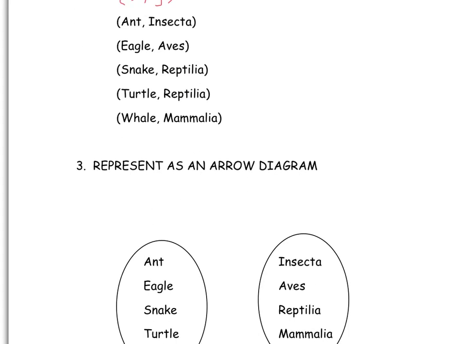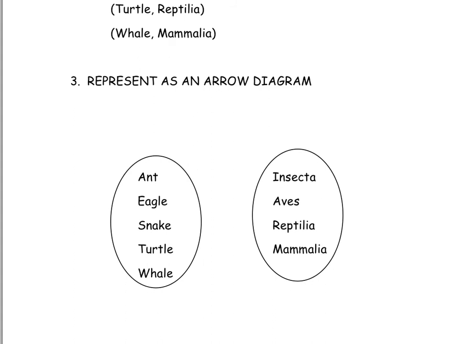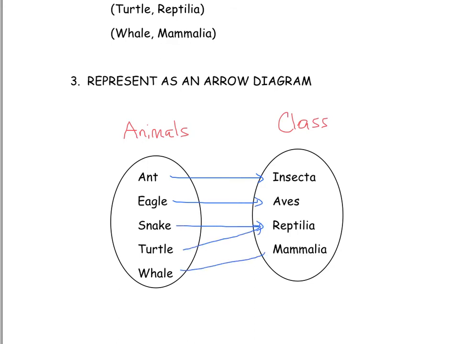And the last one is represented as an arrow diagram. So here are all the categories of animals. This is animals, and this is their class of animals. So notice that they're all in a group, and those are all in a group. And all you've got to do now is basically relate them using arrows. So an ant is an insecta, an eagle is an aves, a snake is reptilia, a turtle is a reptilia, and a whale is mammalia. So notice that you can have more than one animal going to one class.